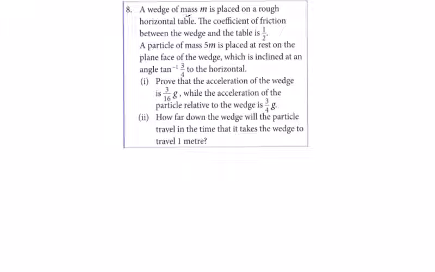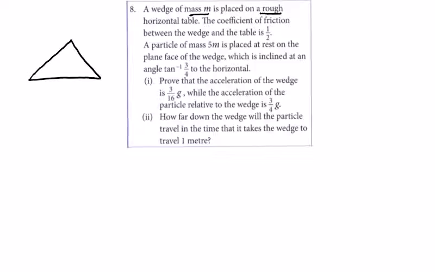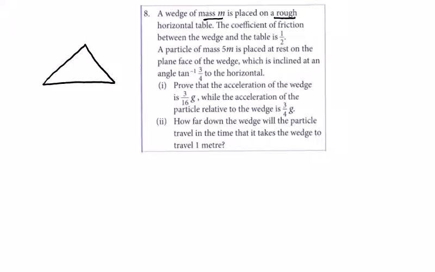Question 8. A wedge of mass m is placed on a rough, with friction, horizontal table, and the coefficient of friction between the wedge and the table is a half. So we have a wedge placed on a table. A particle of mass 5m is placed at rest on the plane face of the wedge. So we're going in this direction.